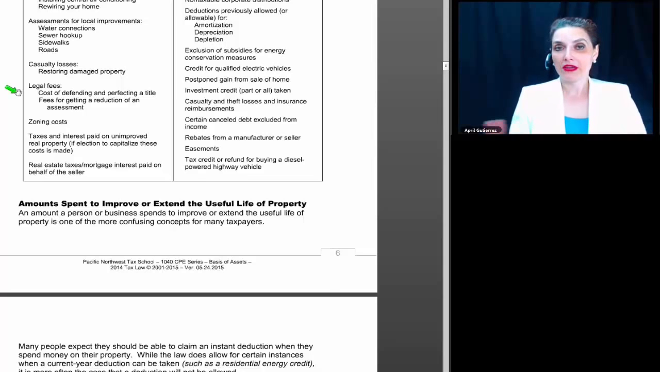You go to court and you pay an attorney to defend your right to your own property. At the end of that term, you win. And so you've paid all of these legal expenses, and you probably feel like I should be able to deduct these somewhere. And the answer is, sorry, you can't. But what you can do is take those legal fees and add them to the basis of your property.